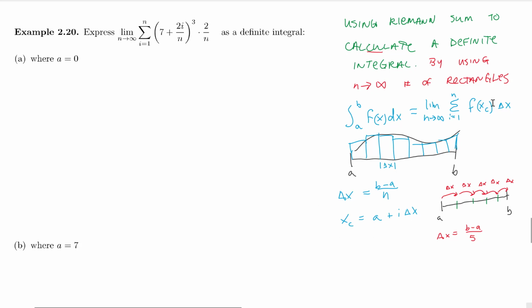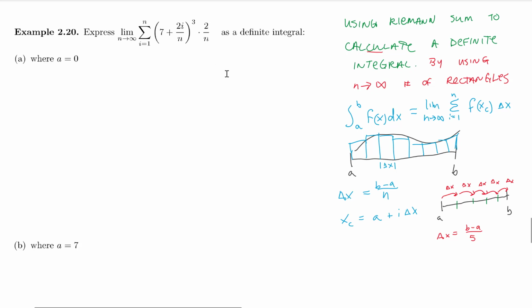And so all this is saying is that the endpoint for any given rectangle is going to be found by taking your starting value a, and then we're going to jump over i times. So for the 4th rectangle here, we're going to do 4 delta x jumps. So we're going to jump over i times delta x, and that is going to be the endpoint that we're going to use to find the height of that particular rectangle. So we're going to take that endpoint and plug it into our function.